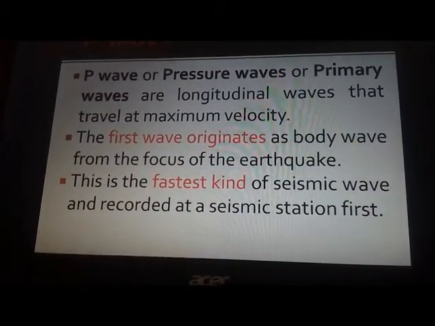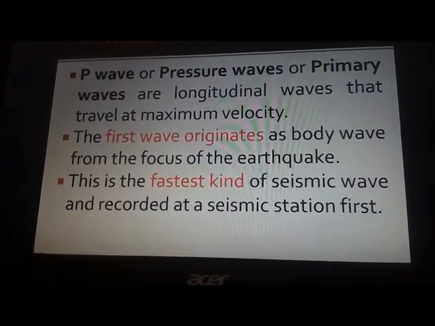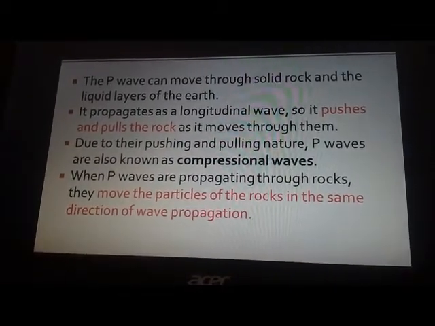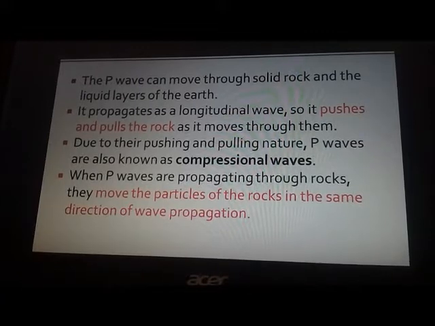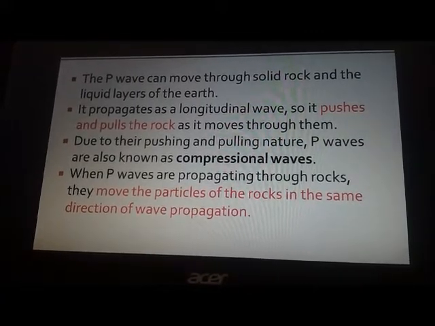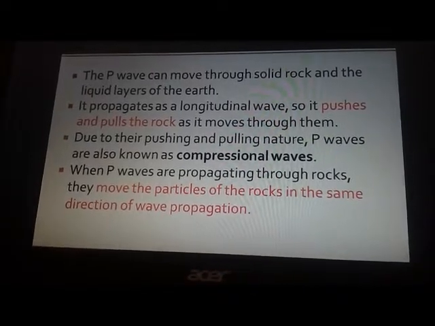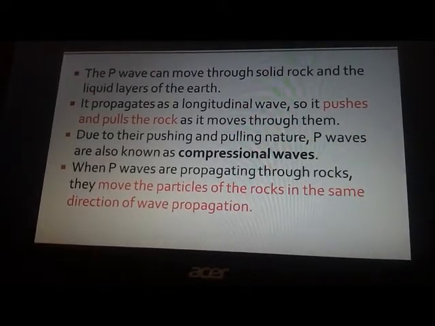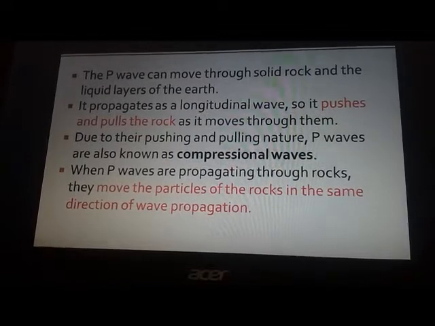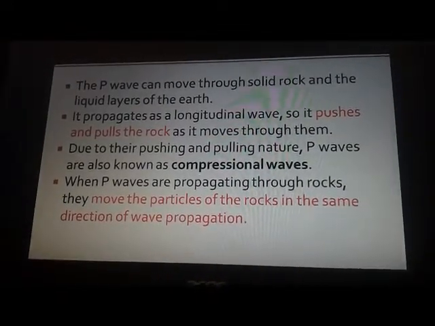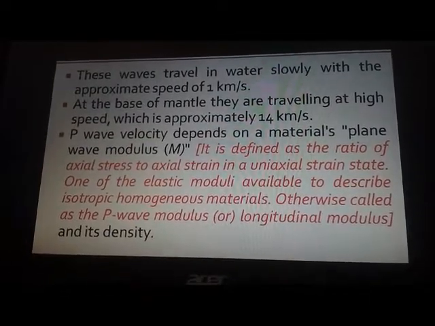As I told you, the P wave travels faster than any other wave, and the P wave can otherwise be called a compressional wave also, because both compression and rarefaction are there. Because of the compression and rarefaction, it pulls and pushes the rock. This push-pull action is experienced by the rocks when the P wave travels through the earth.